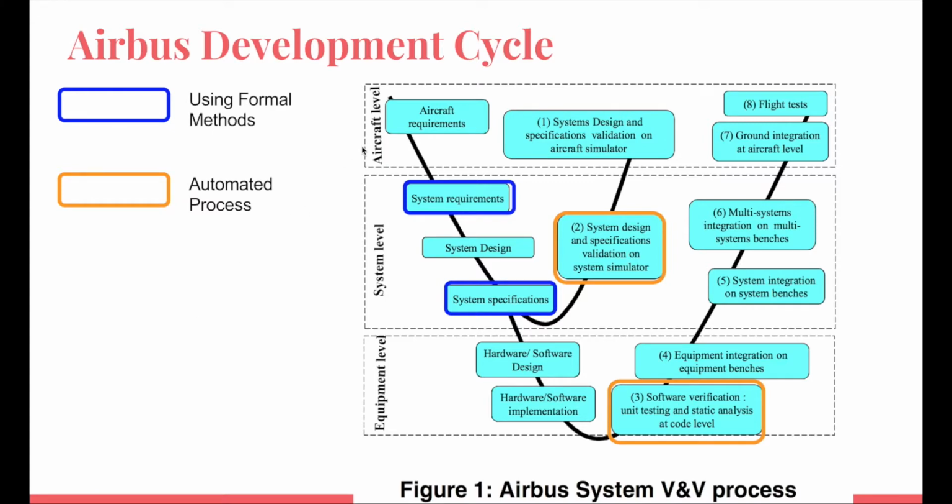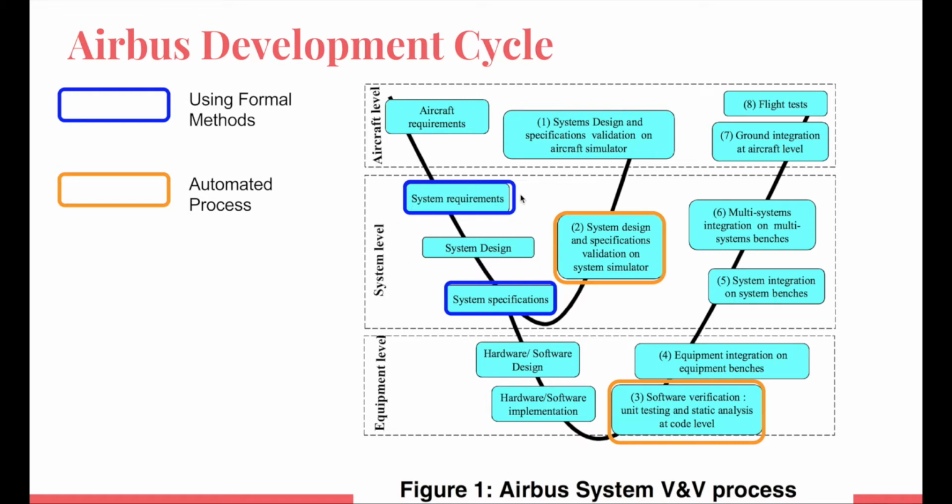So this is the Airbus development cycle, and you can see it's split into 1, 2, and 3 levels. The first is the aircraft levels. So this includes the requirements, design, validation, and testing at the end, at the aircraft level. But the system level is what we're really interested in, and a little bit of equipment level. So the blue highlighted boxes are using formal methods.